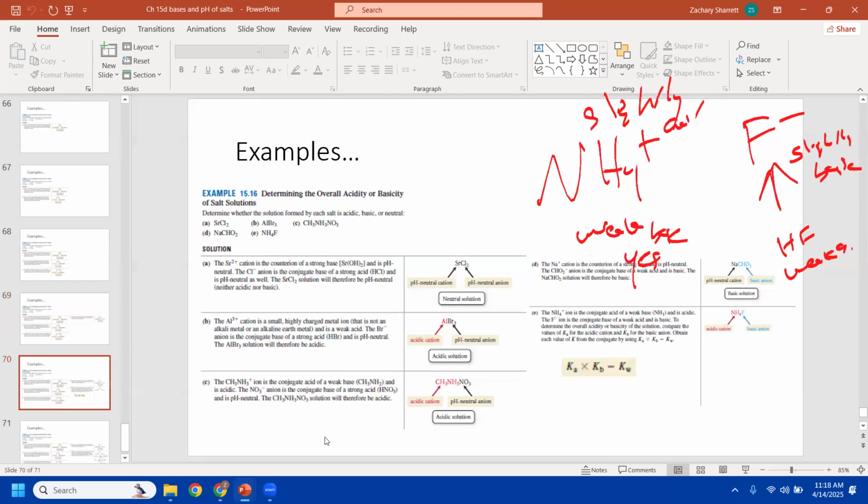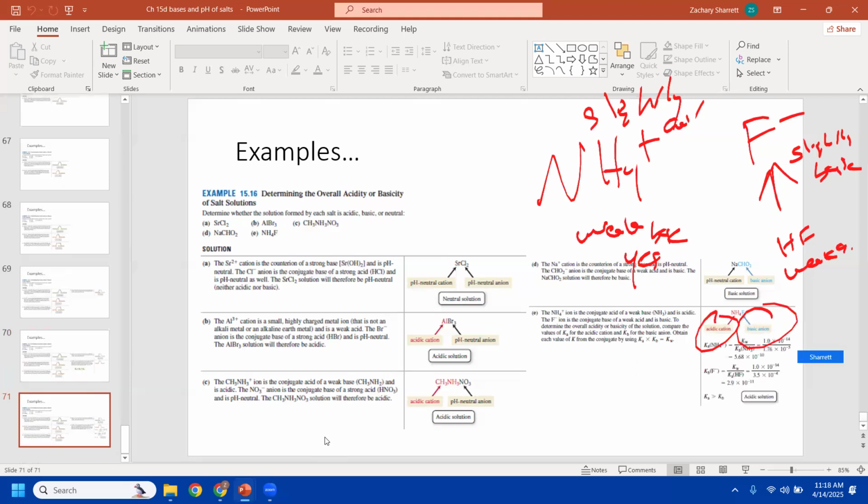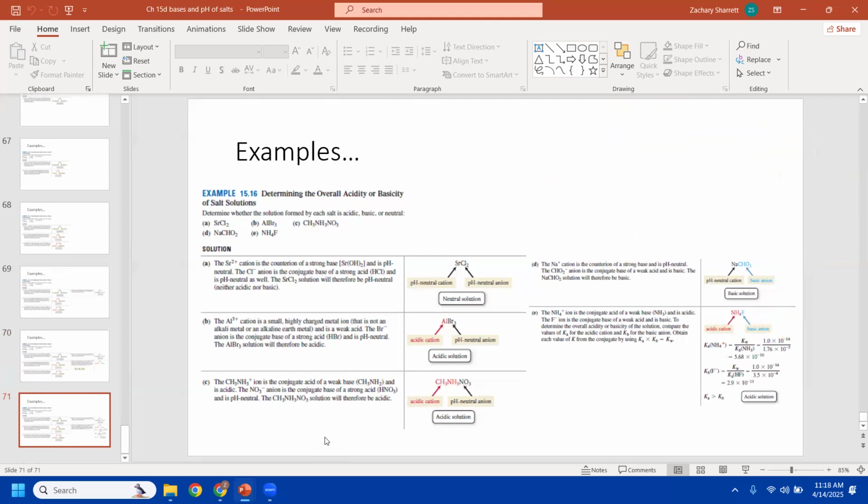How do we quantify it? We have to figure out the Ka of one and the Kb of the other, whichever one has a larger value. If the Ka is greater than Kb, Ka wins and the solution's acidic. If Kb is greater than Ka, Kb wins and the solution is basic. If Ka is equal to Kb, the solution is neutral. That makes sense? So in this case, we have an acidic cation and a basic anion. We have to figure out the Ka and the Kb of each. So we can look up the Ka. Let me zoom in on this.